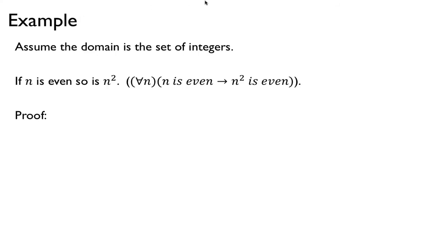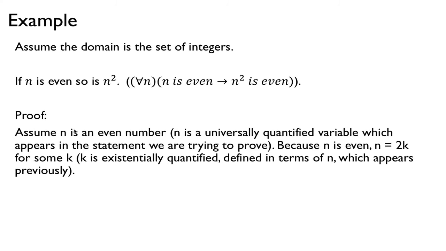Here's an example. Assume that the domain is the set of integers. We want to prove that if n is even, so is n squared. In other words, for all n, n is even implies n squared is even. Here's a proof, and we'll be explicit about some of these quantifiers. Assume n is even. So n is any arbitrary even number. This is a universally quantified variable, following the for all quantifier.